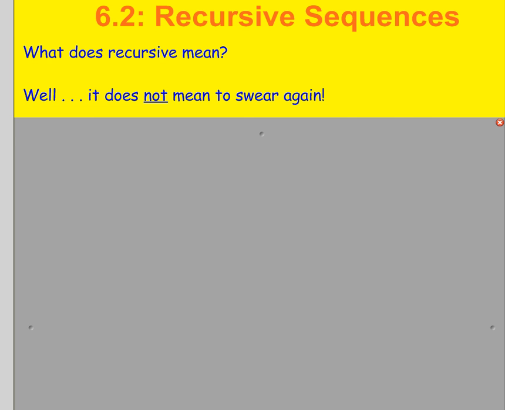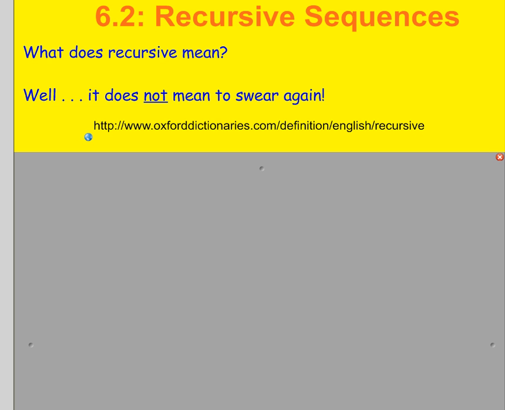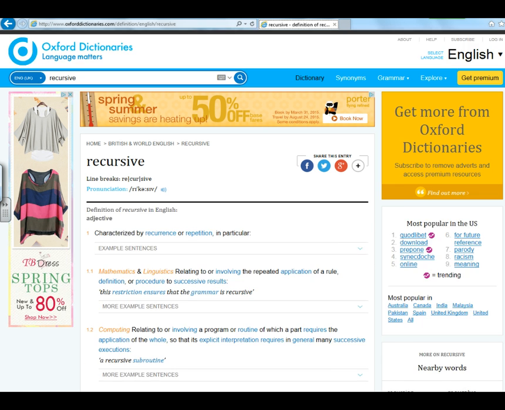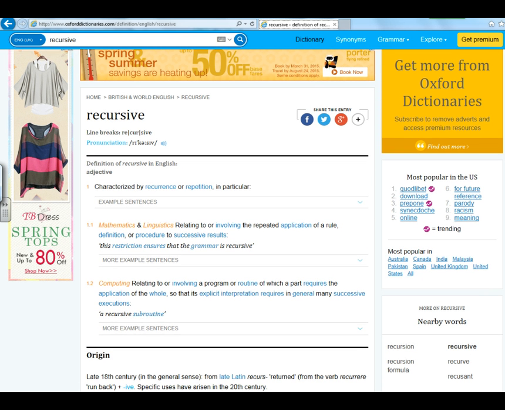And you probably have not used this word before, so that's why we're going to go to the Oxford Dictionary and have a look just to see exactly what the definition of this word is. So, okay, here you are at oxforddictionaries.com, and we see a couple definitions. The one that would apply to us in a math class would be the first one, characterized by recurrence or repetition. In particular, involving the repeated application of a rule.